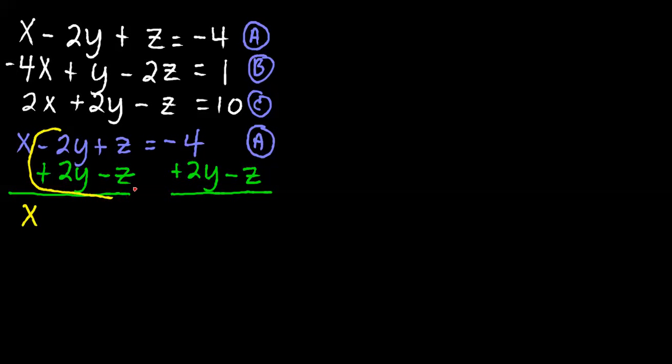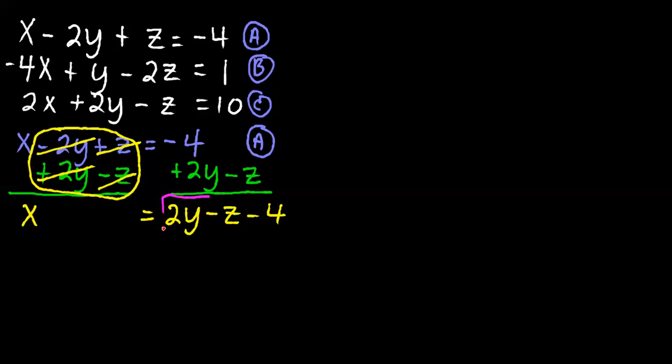All of this goes away because I basically added opposites together. So the negative 2y and the positive 2y cancel out. The plus z and the negative z cancel out. And over here on the right, I'm going to bring down my 2y, my minus z, and my minus 4. I can't combine any of them because they are not like terms. Now the beauty of this is I have an isolated variable and an expression that is equal to it. I'm going to take this expression that I'm putting a border around in pink, and substitute that into the other 2 equations that I haven't used yet.